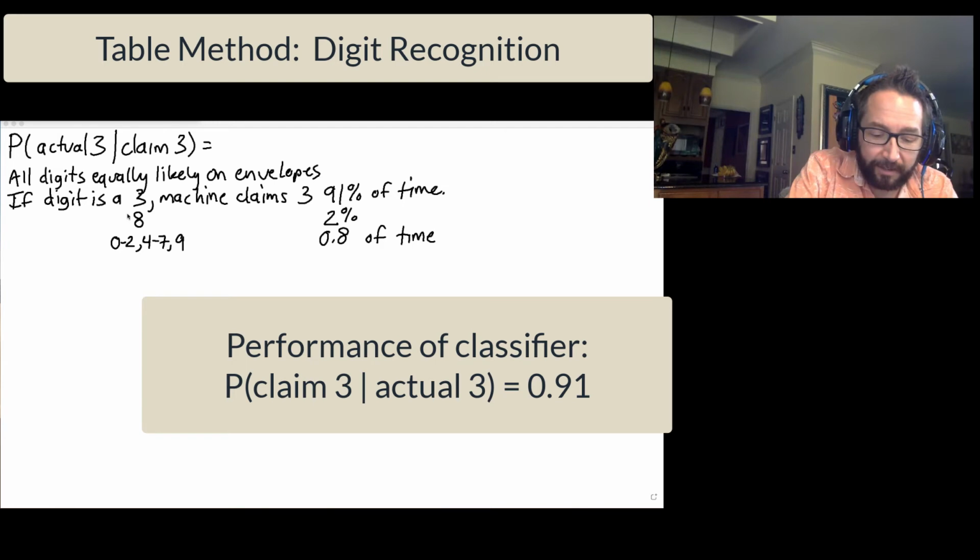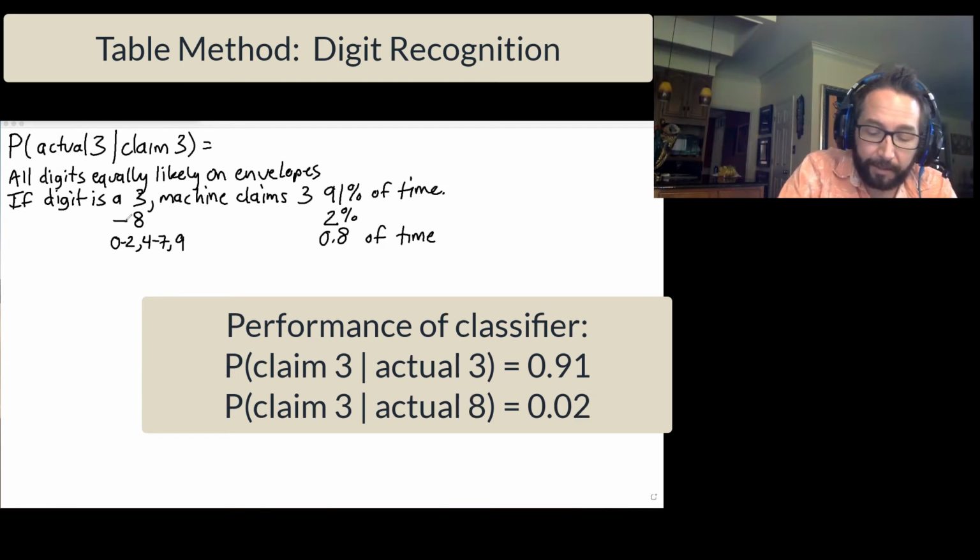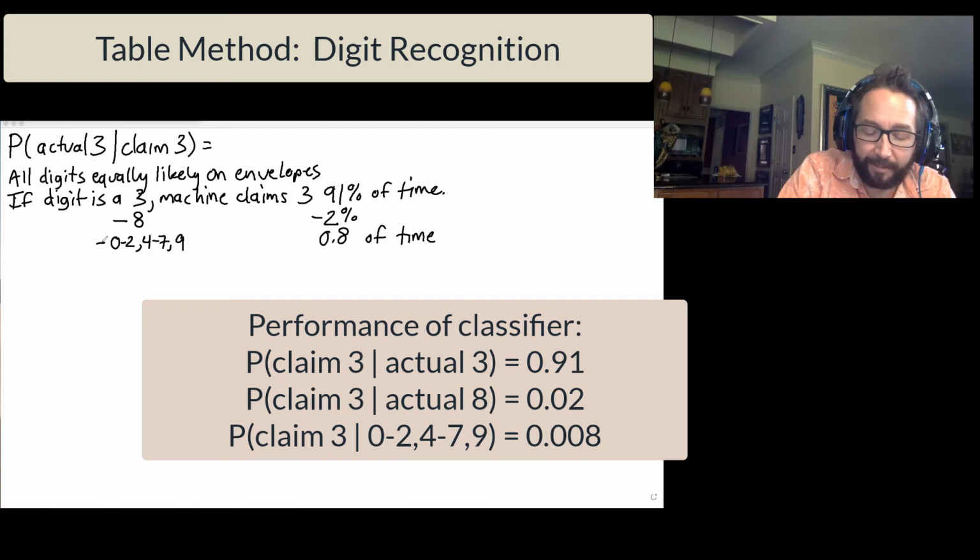If instead the digit is an 8, well, the machine is going to claim it's a 3 2% of the time. 3s and 8s kind of look similar here, so it can confuse the machine a little bit. And if the digit is any other digit, 0 through 2, 4, 5, 6, 7, or 9, it's going to claim that digit as a 3 0.8% of the time here. So if the digit is a 3, most of the time the machine correctly identifies that. If it's an 8, 2% chance, it's going to be identified as a 3. And if it's some other digit, only a 0.8% chance, it'll be identified as a 3 by that machine.